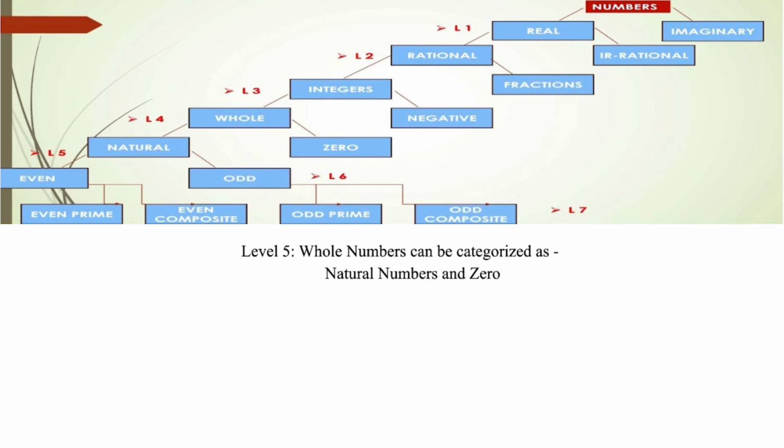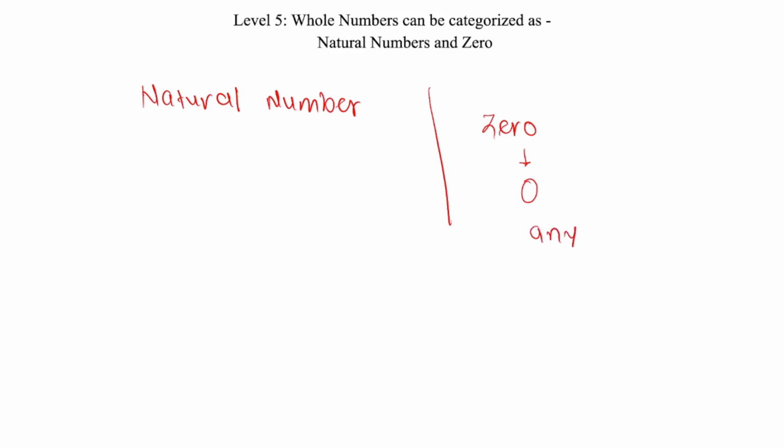So we can write level 5 as the natural number as one part and 0 as another part. And we know that 0 is such a type of entity which doesn't have a value and also doesn't require any sign. Any sign means it is neither positive nor negative. And the natural numbers are always termed as counting numbers.